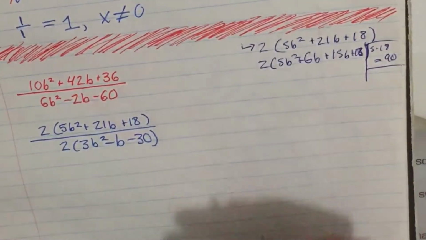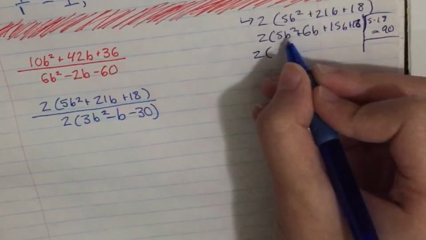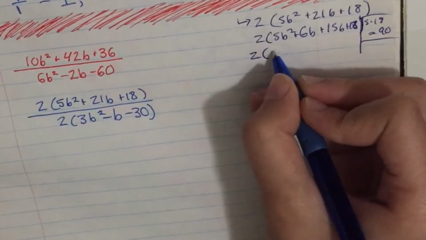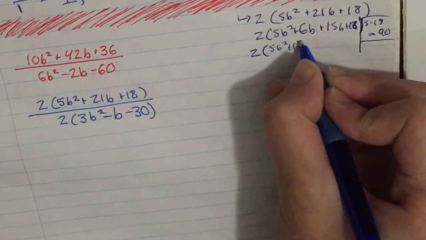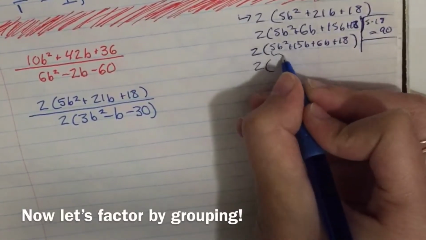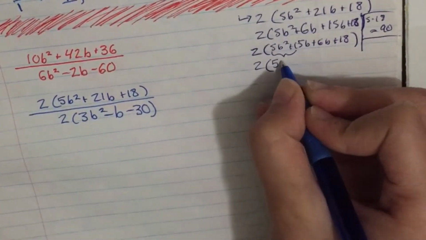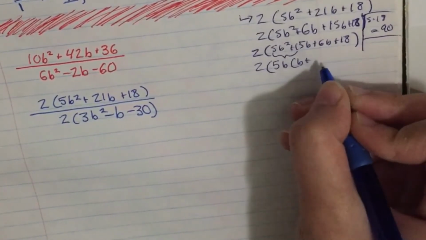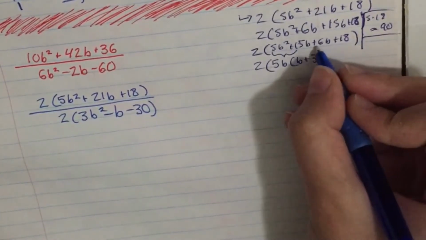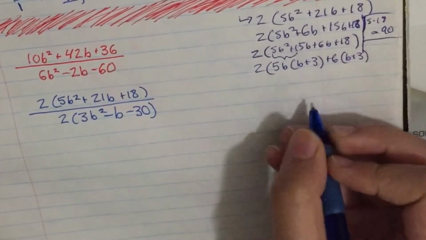So your next step is then to factor by grouping. In this case we're going to have to rearrange, because 5b squared would factor better with 15 and 6 would factor better with 18, so let's put it in that order. From these two we can factor out a 5b, and we're left with b plus 3, and then for this we can factor out a positive 6, so we're also left with b plus 3.